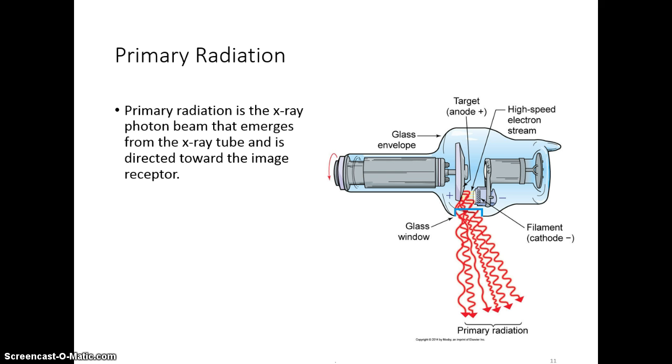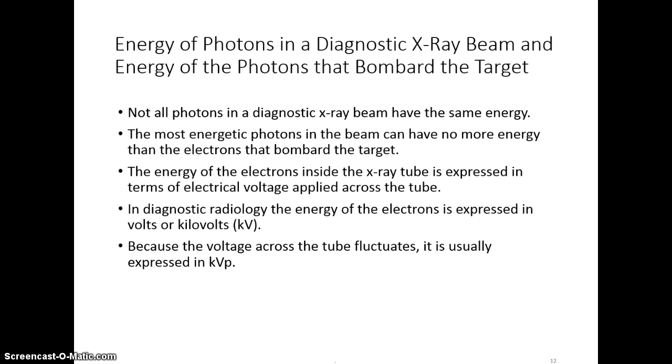Your primary beam is the beam that emerges from your tube window. You can see in this picture to your right, remember we talked about electromagnetic radiation and how it's emitted in waves. Most of the time whenever you see a picture of an X-ray tube, this is how the X-rays are generated. You can see that there are longer and shorter wavelengths contained within this primary beam. And remember, whenever you're looking at the wavelength, it's the distance between the peaks.